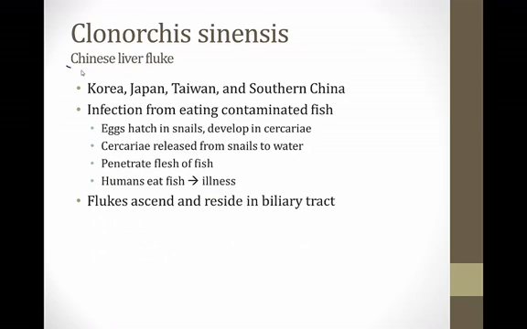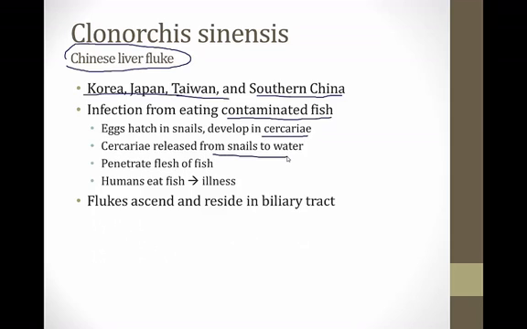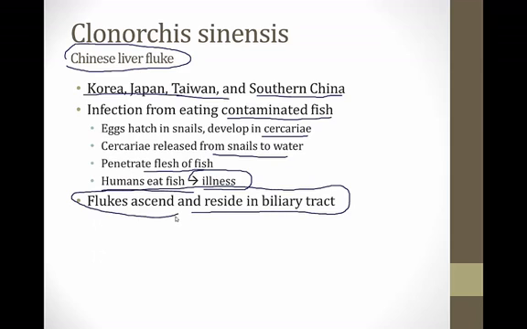Clonorchis sinensis is the Chinese liver fluke, so it's found in southern China and also places that are close to China like Korea and Japan and Taiwan. And you get infected with this helminth by eating contaminated fish. So just like in schistosomiasis, the eggs hatch in snails and develop into cercaria, and the cercaria are released into the water, but instead of directly penetrating human skin, they penetrate the flesh of fish, and then when you eat the fish, that's how you get sick. And these flukes ascend and reside in the biliary tract, and that's the source of a lot of the pathology.